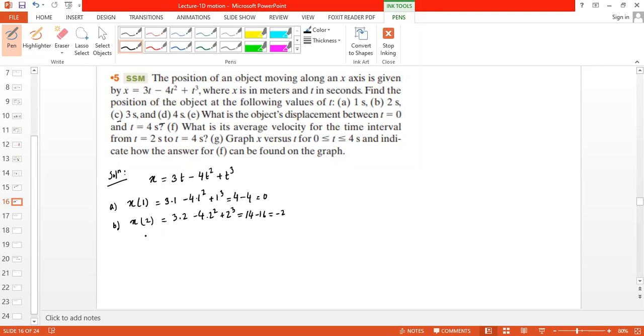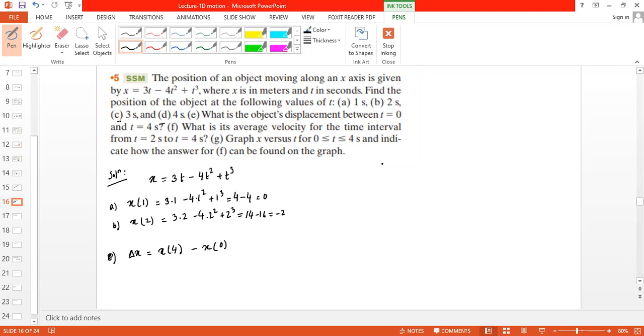Yes sir. Okay, and then in parts C and D I am not doing them, I left them for you guys. Then part E. In part E, what is it asking for us? It is asking, what is the displacement of the object between time t equal to 0 and t equal to 4 seconds? So I have to find out the displacement. So displacement is defined as x of 4 minus x of 0, 4 second and 0 second.